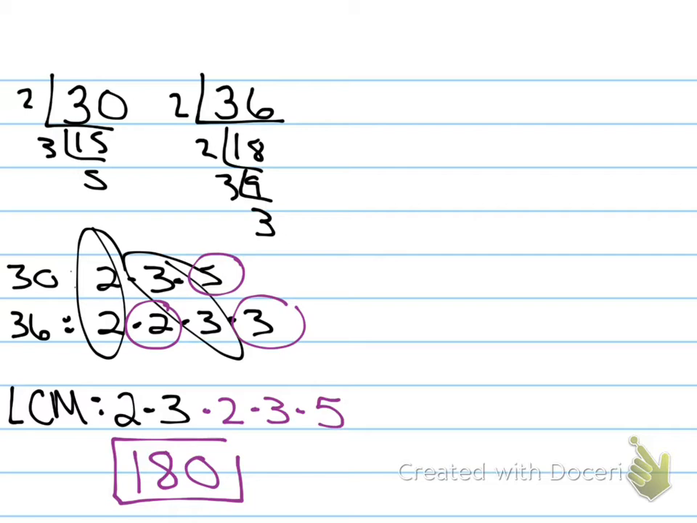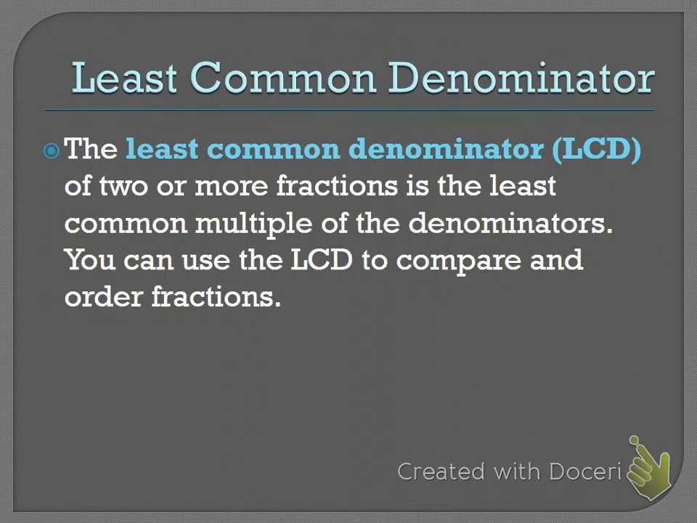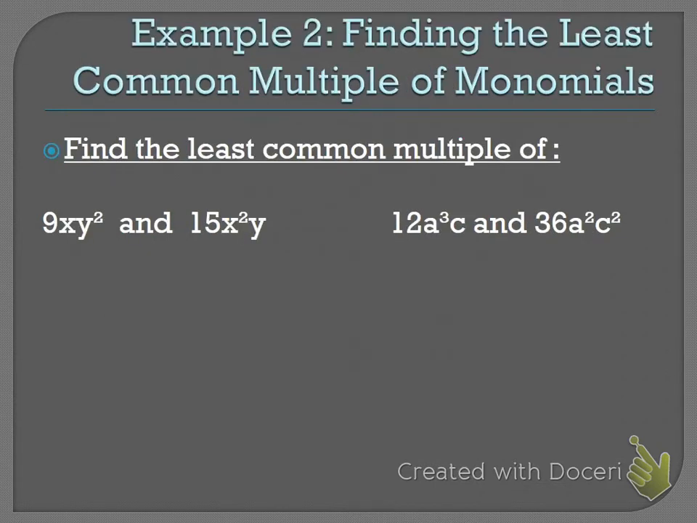All right. So now let's switch over to monomials. If I'm finding the least common multiple of monomials, I am going to use the prime factorization here. So the prime factorization of 9 is what? 3 times 3. I'm going to break it down. This is something that we've done, so we should be familiar with. 3 times 3 times x times y times y.